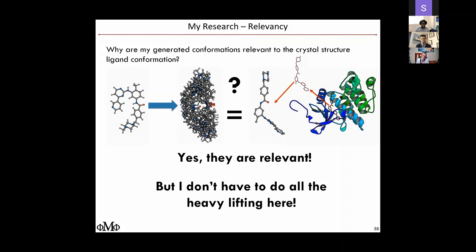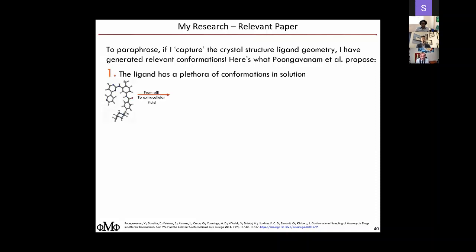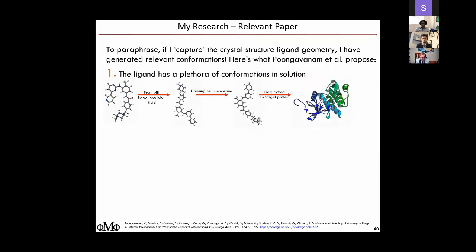Going back to my Pungavanam et al. paper, to paraphrase the overall sum of the paper, what I took away is, if I capture the crystal structure ligand geometry, I have generated relevant conformations. And so here are 3 criteria that they propose that if I meet, I have relevant conformations. So the ligand has a plethora of conformations we find in solution. It goes from a pill to the extracellular fluid, it crosses the membrane, it goes to the cytosol of the target protein. There's a whole thing to process, multiple different conformations. So if my ensemble has a few of those, chances are we'll see those exhibited in the actual solution as this drug acts on the system.